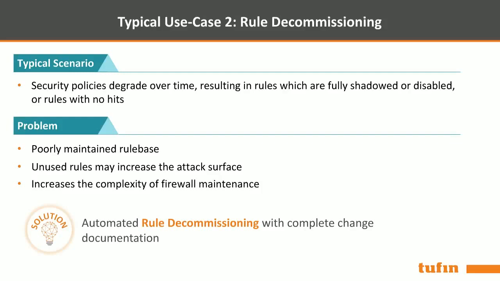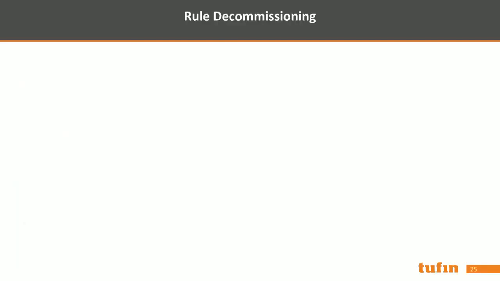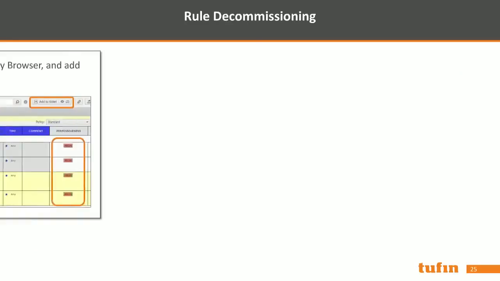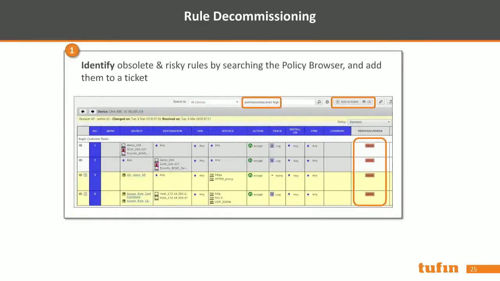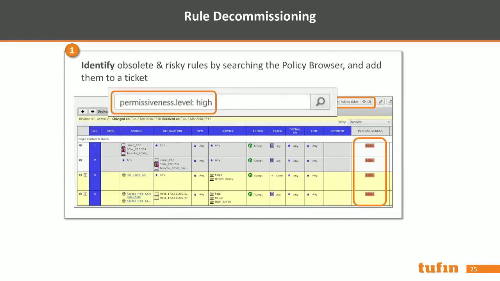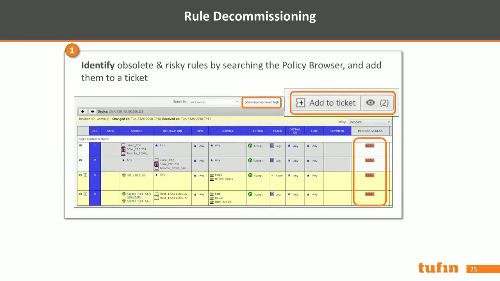The solution that Tufin offers is the automation of the rule decommissioning process that allows you a complete change documentation as well. And let's have a closer look. So first of all, you will need to identify any obsolete or risky rules, and you will do that by searching the policy browser for those specific rules and then adding them to a ticket. So you can look at different rules that are obsolete, for example, rules with high permissiveness level. And once you select the relevant rules, you can add them to a ticket.